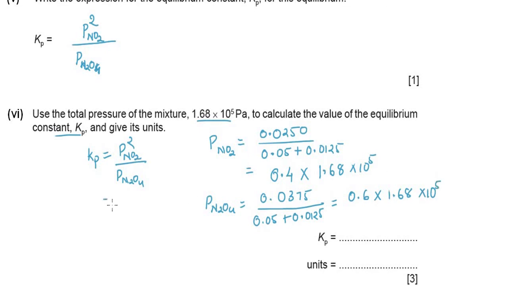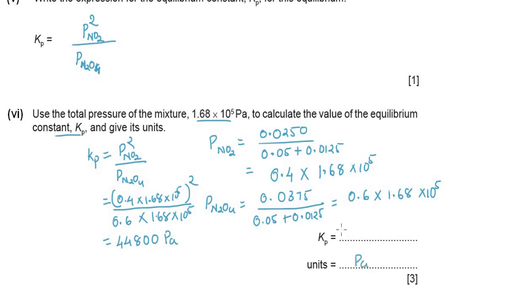Now substituting this as 0.4 into 1.68 into 10 power 5, all squared, divided by 0.6 into 1.68 into 10 power 5, and this gives us 44,800 Pascals. The unit is Pascals because if we have Pascal squared divided by Pascal, it gets cancelled and we are left with Pascals. So our value is 44,800 Pascals.